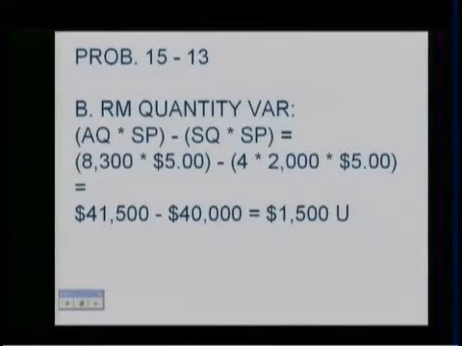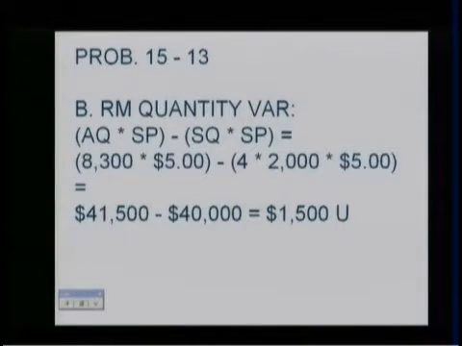So we actually used less. Actually, we used more, didn't we? We actually used more than our standard. Our standard was 8,000. We actually used 8,300. So our difference was $1,500 of unfavorable variance, which means that we used more raw materials.